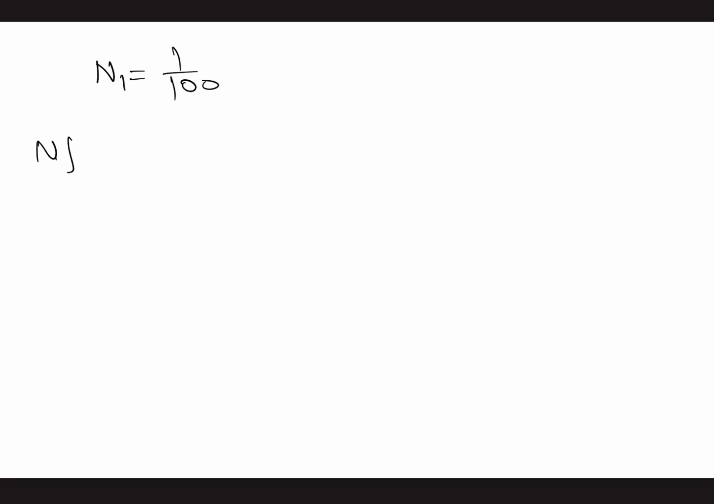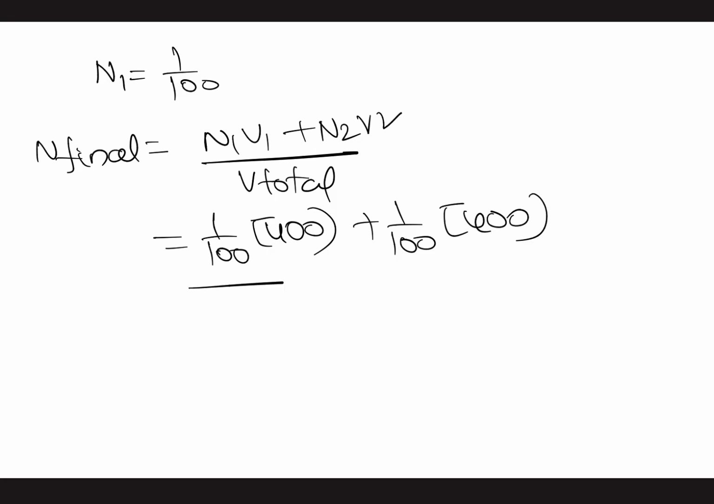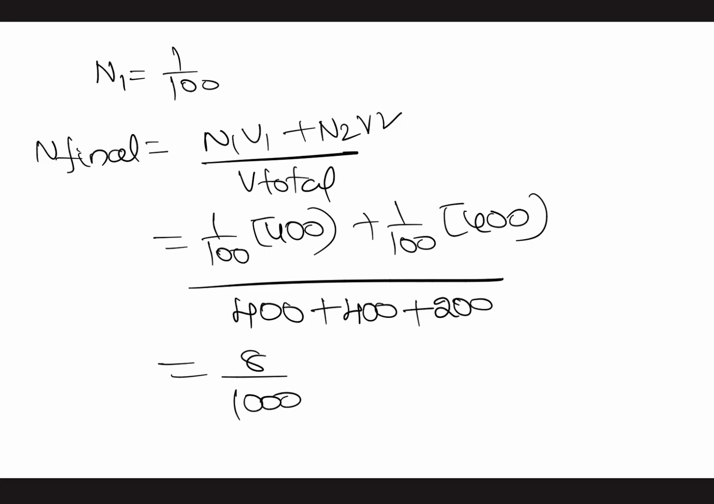Now you can apply the formula. N final is equal to N1 V1 plus N2 V2 upon V total. N1 we have calculated as 1 by 100, and volume V1 is 400. N2 is 1 by 100 into 400. For the volume, you add 400 ml of HCl, 400 ml of H2SO4, and 200 ml of water. So the total is 8 by 1000. You can write this as 8 into 10 to the power of minus 3. This is the H plus ion concentration.